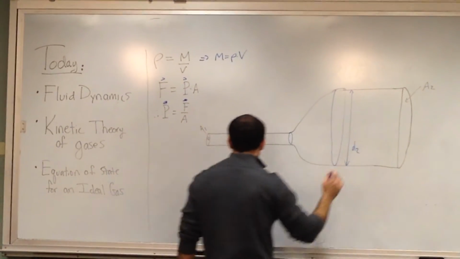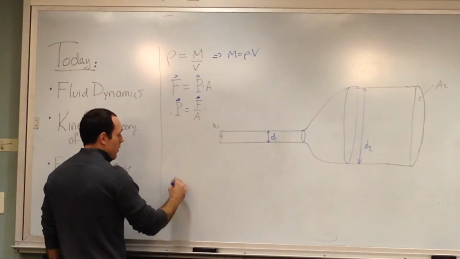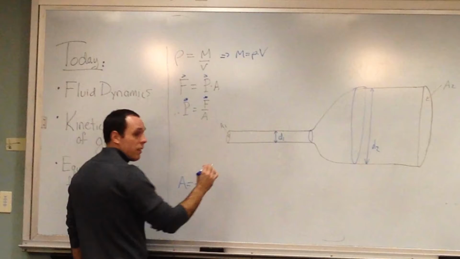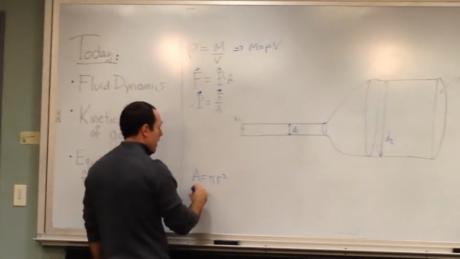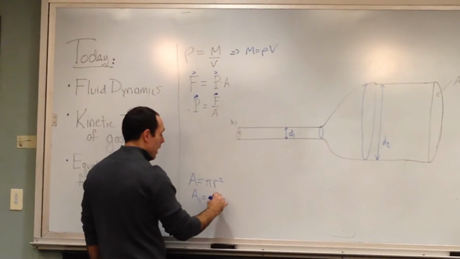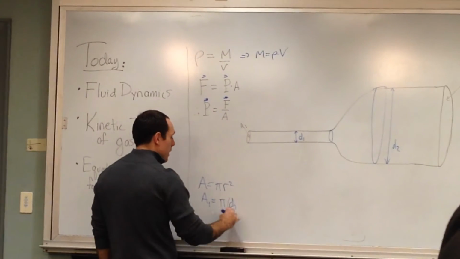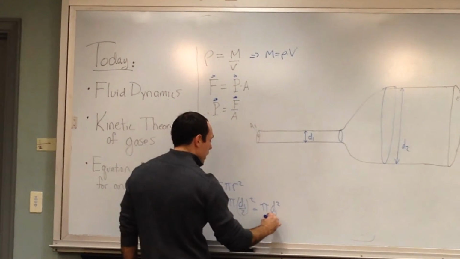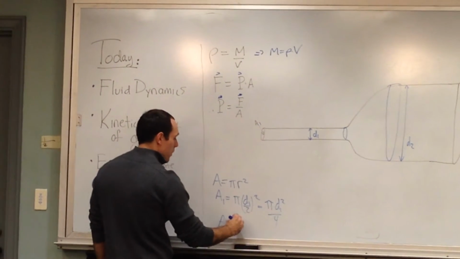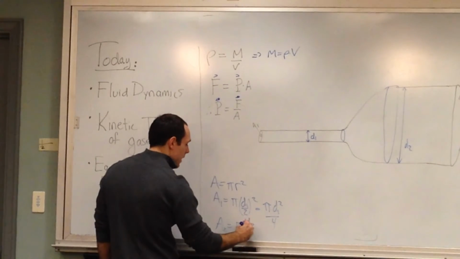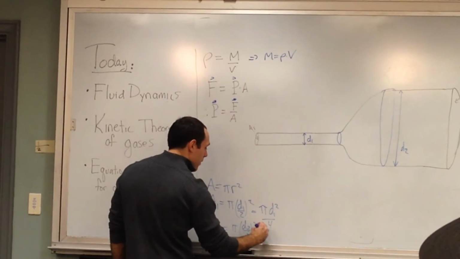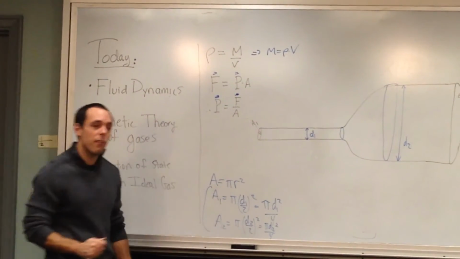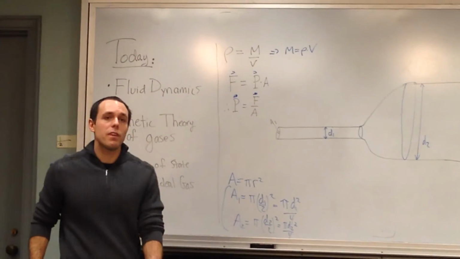and this being D2, then, of course, the surface area, the area of a circle, is just pi r squared, and thus this says that A1 is just equal to pi (D1 divided by 2) squared, which is just pi D1 squared divided by 4, and A2 is just pi (D2 divided by 2) squared, which is just pi D2 squared divided by 4.